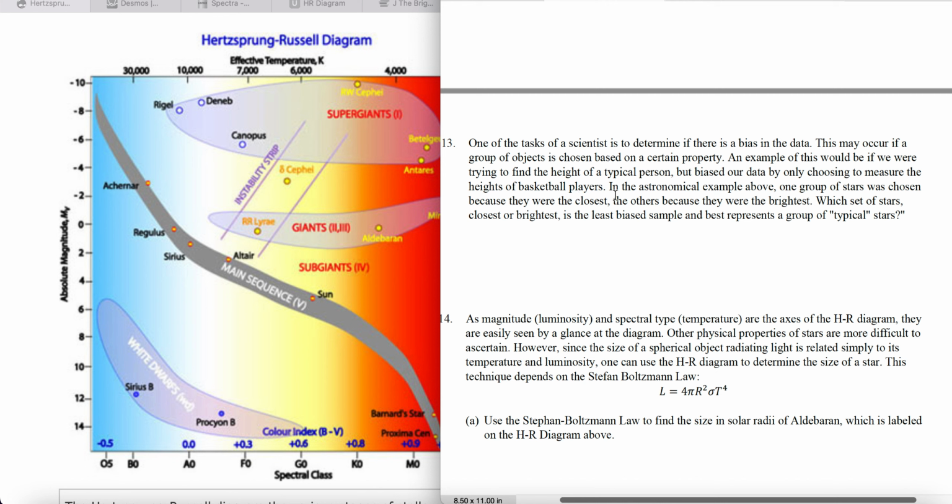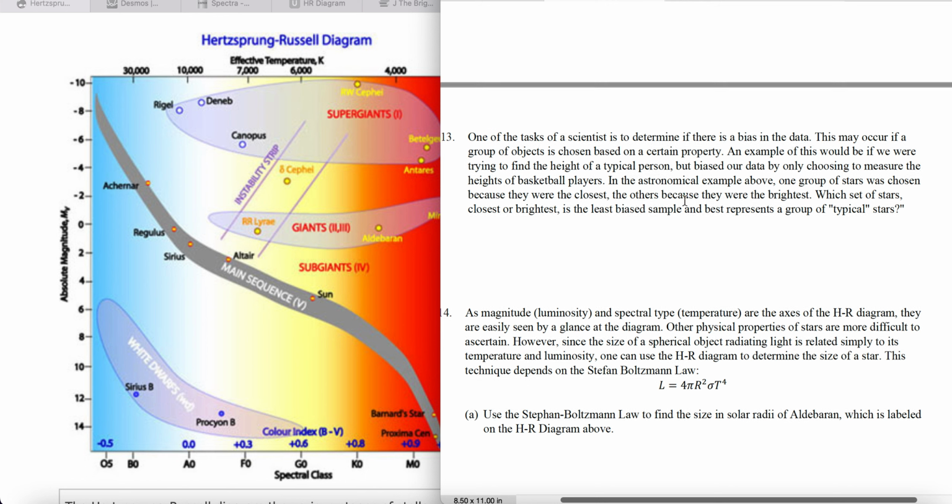So do we have a bias? In the astronomical example above, one group of stars was chosen because they were the closest, the other because they were the brightest. Which set of stars, closest or brightest, is the least biased sample and best representative of a group of typical stars? Think about that one carefully.